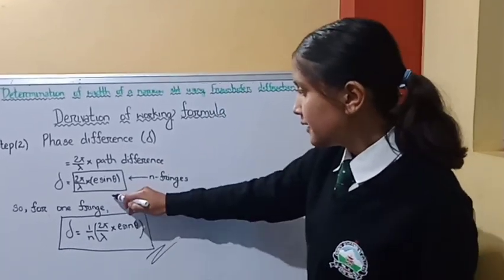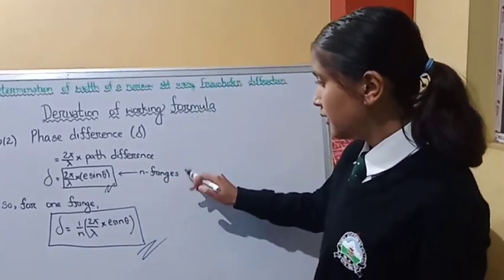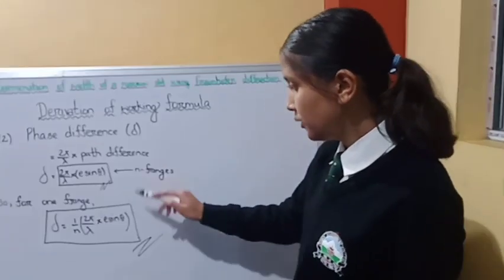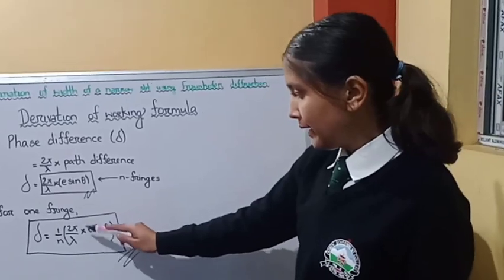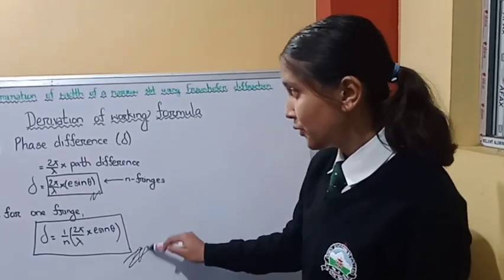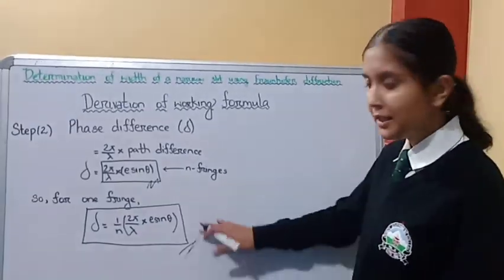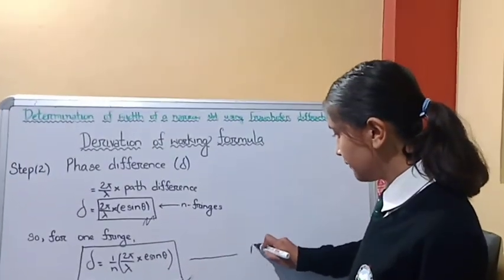So this is for n fringes, but for one fringe it will be delta is equal to 1 by n times 2 pi by lambda times e sin theta. So this is our required phase difference. Let me give this as equation 1.